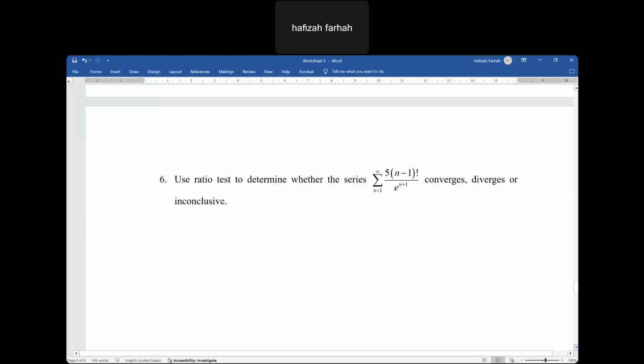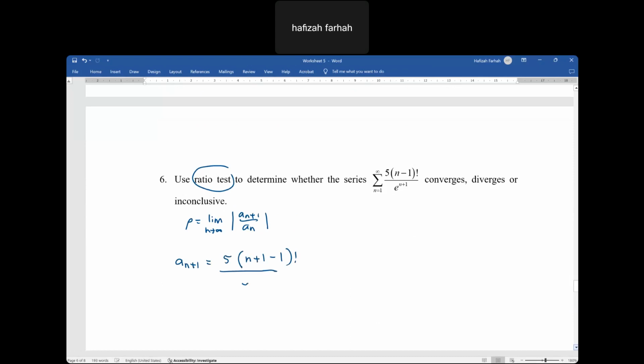Okay, last one. Use the ratio test. So remember the ratio test, rho equals the limit of a_(n+1) over a_n as n approaches infinity. You have to find a_(n+1). Just replace your n with n plus 1, and then copy back the rest, and you will get n plus 1 plus 1. So here would be 5(n+1) factorial over e^(n+2). Your a_n will be just your original question.